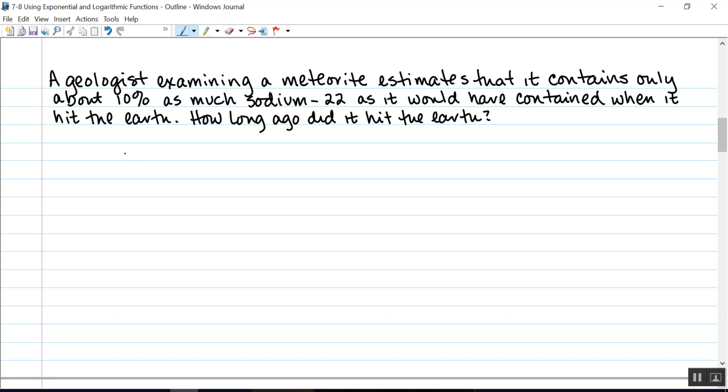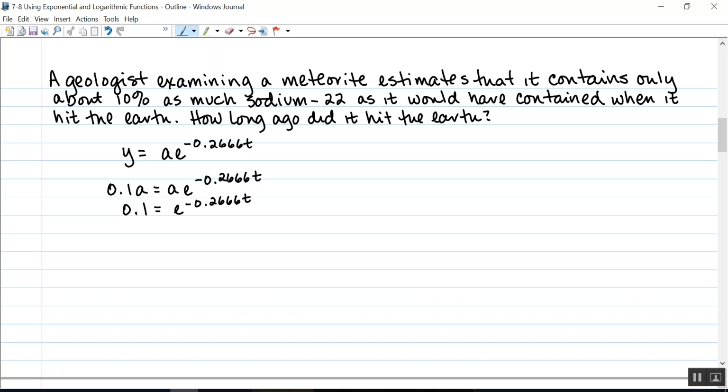So using that equation, y equals a times e to the negative 0.2666t, okay? So the meteorite now has only about 10% as much as it did originally. So my y is going to be 0.1a, because that's 10% of a, equals a times e to the negative 0.2666t. Again, dividing both sides by a, I'll get 0.1 equals e to the negative kt.